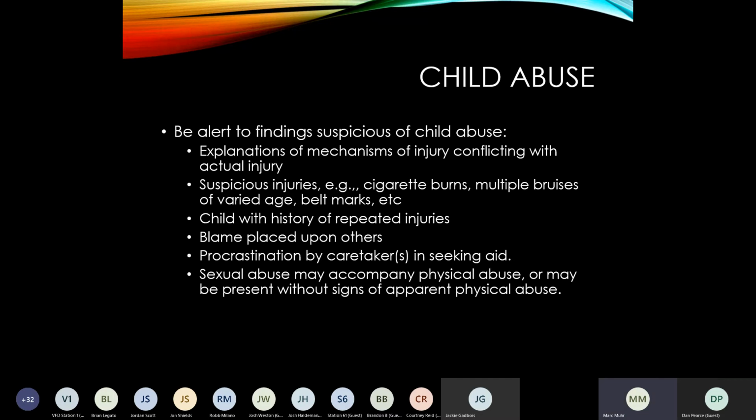One of the bystanders starts blaming others for the injuries that the child has, or there is procrastination in seeking aid, i.e. the injury or issue happened a long time previous, or something that's not commensurate with what you're seeing in front of you. There may be sexual abuse involved as well.